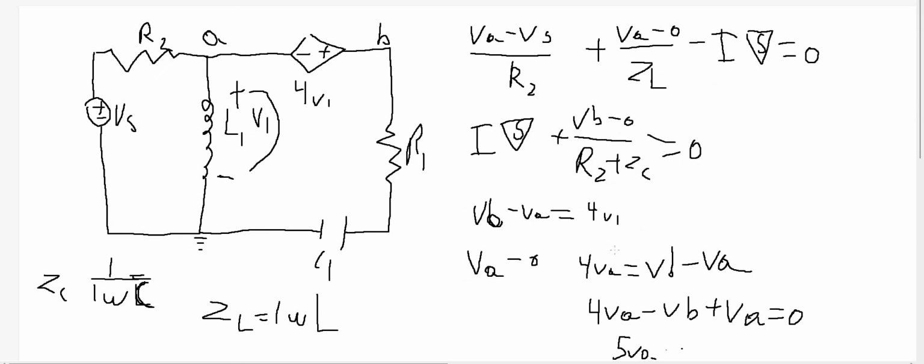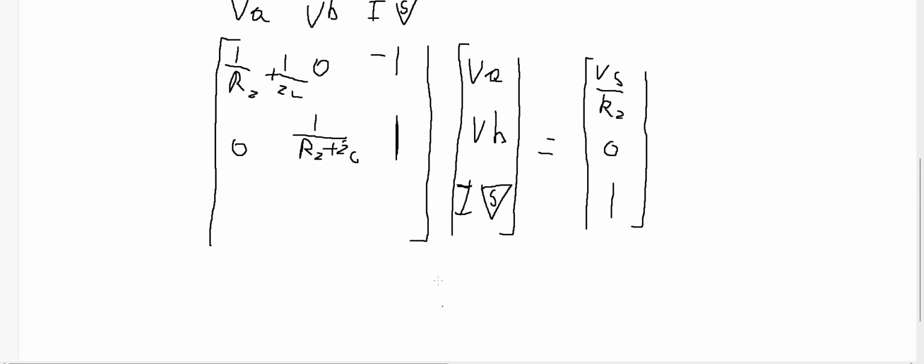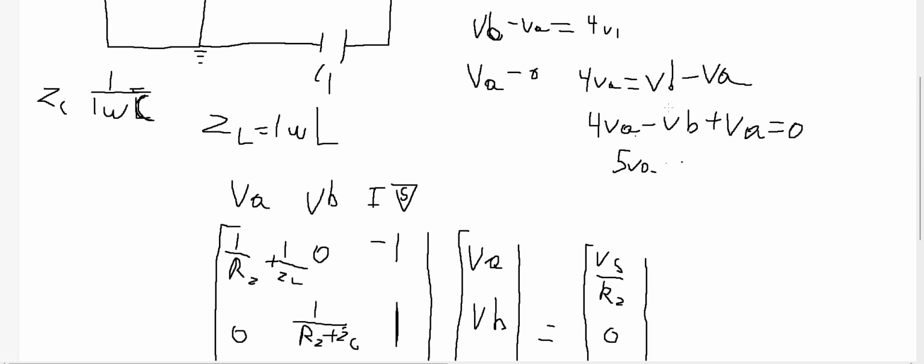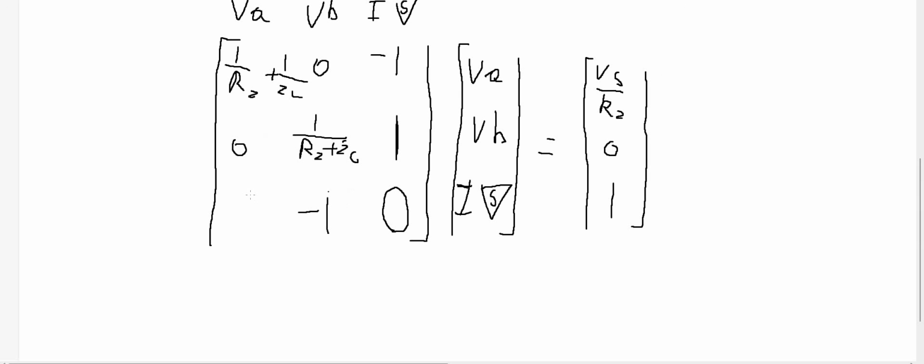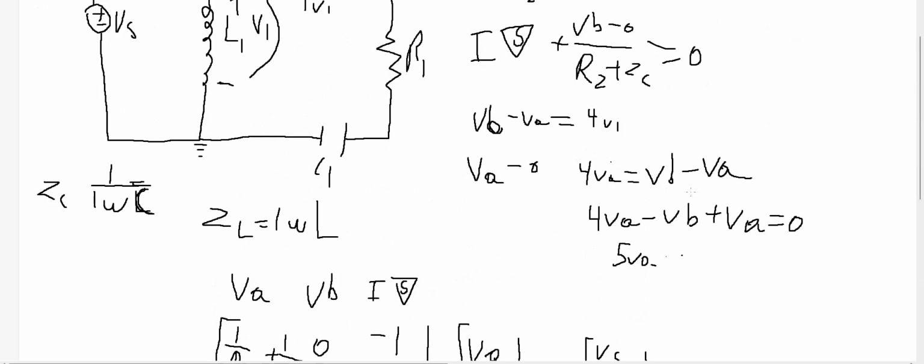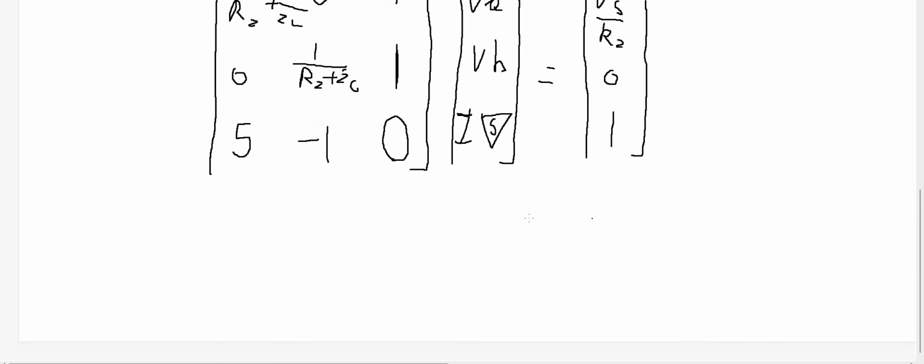So for IS, we write a 1 right here, seeing as it is applying its own current. A 0 here because it does not contain itself in that supernode. And then we can just do -1. We get that -1 from the minus VB. And then the 5 here because we compacted these two down into 1.